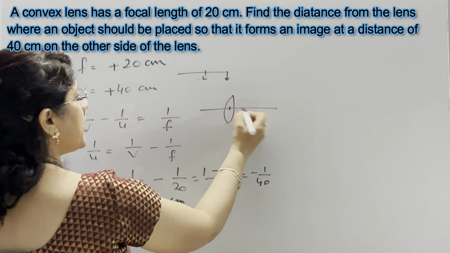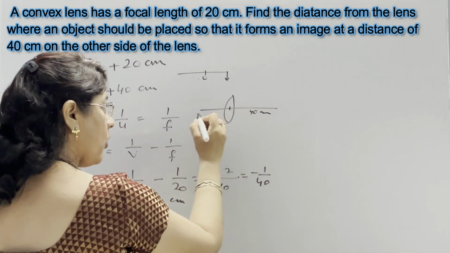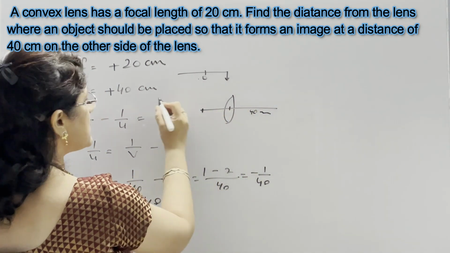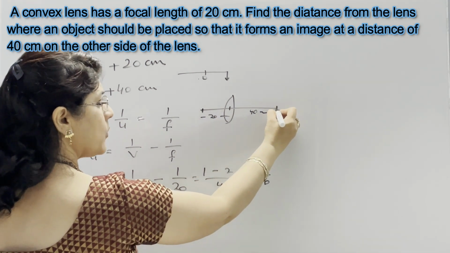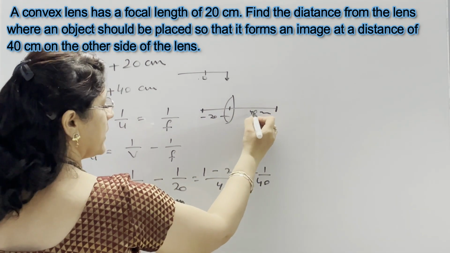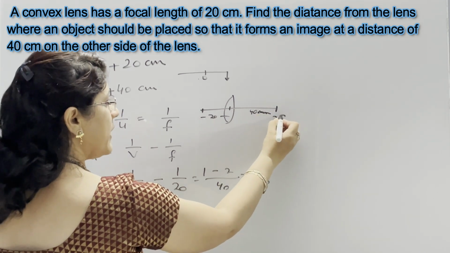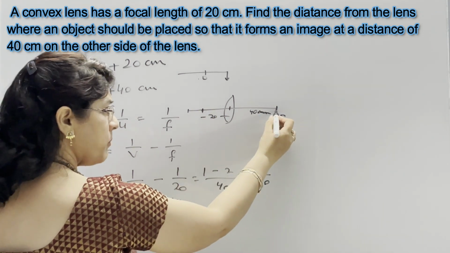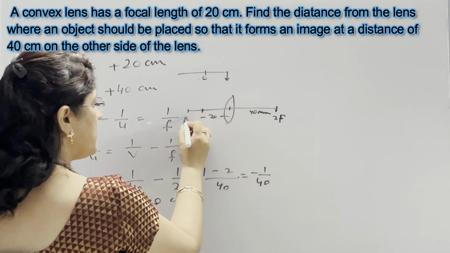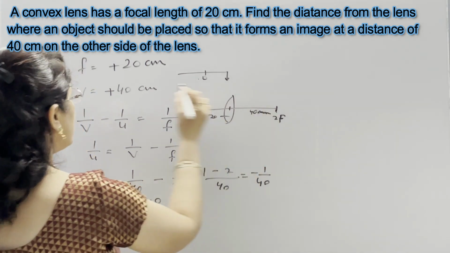In this case, the image is formed at a distance of 40 centimeter from a lens whose focal length is given as 20. It means the focal length is 20 and the image is forming at 20 plus 20, which is 40 centimeter. It means 2f. And whenever the object is at 2f, the image is also formed at 2f. So the object is also at 40 centimeter and the image is forming at 40 centimeter.